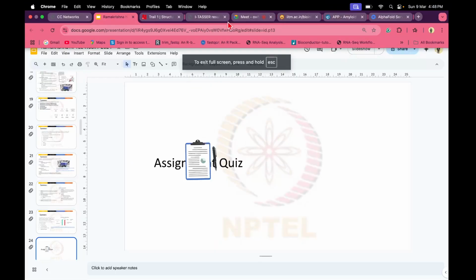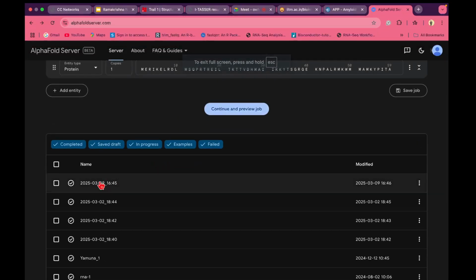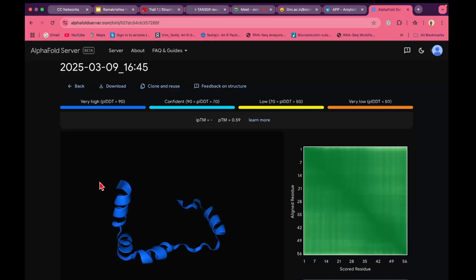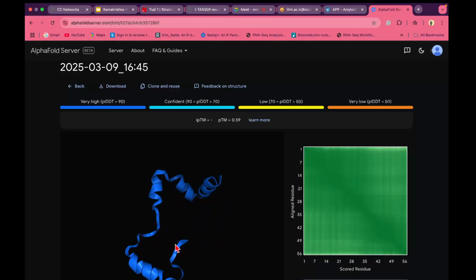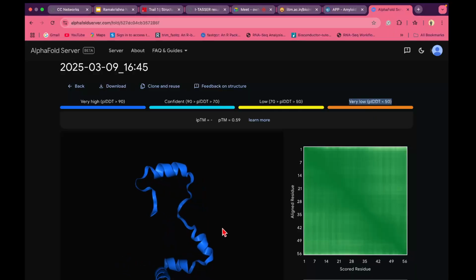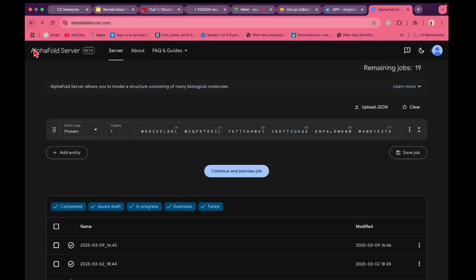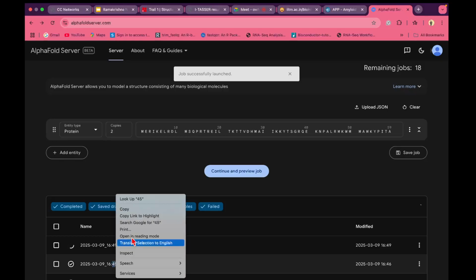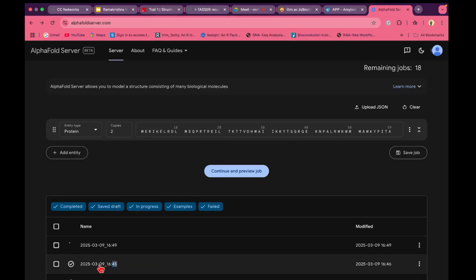Okay, let me move on here. AlphaFold. So our AlphaFold structure is predicted. For our given input sequence, this is the given structure. The color code here tells the quality of the structure. Very high pLDDT is a very accurate or good prediction. Low is a very bad prediction. So our complete structure has a very good structure. Now let me go back and try to increase the copy number. Here I am increasing the copy number. Previously we used one chain. Now two chains will be formed.